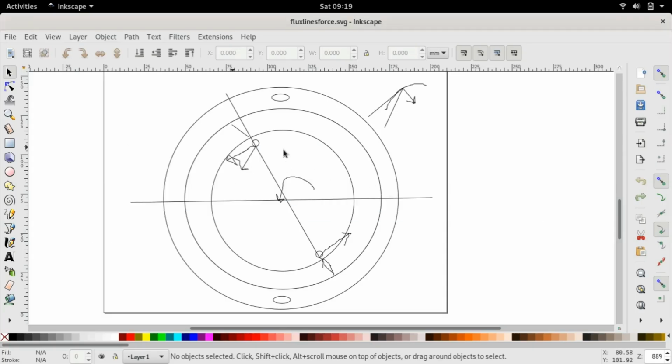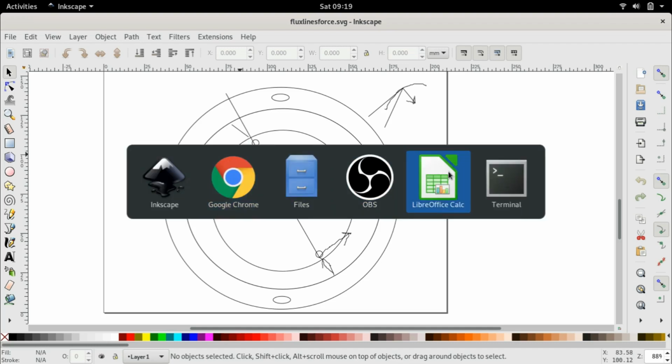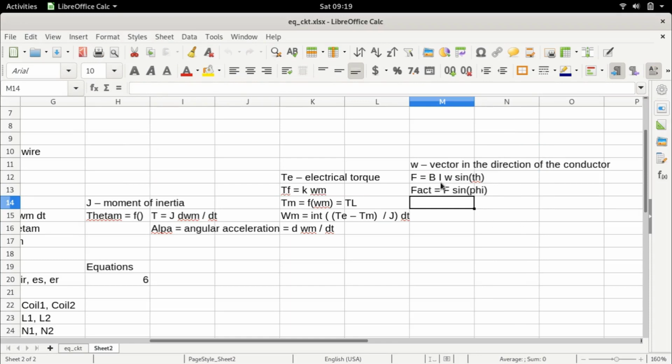So now, in this case, we had already talked about the basics. That is, we talked about how this mechanical force is produced. And for that, let me go over to my Excel sheet. And in this Excel sheet, we had written some of these basic details.